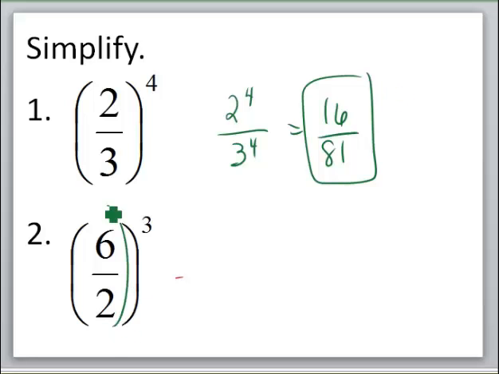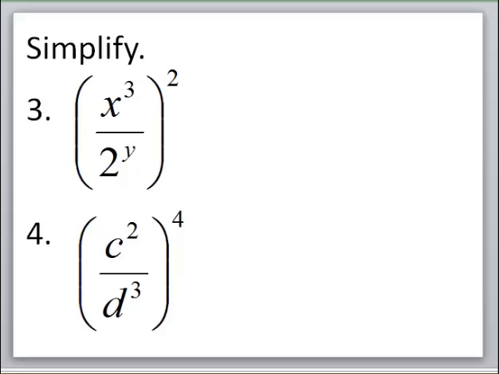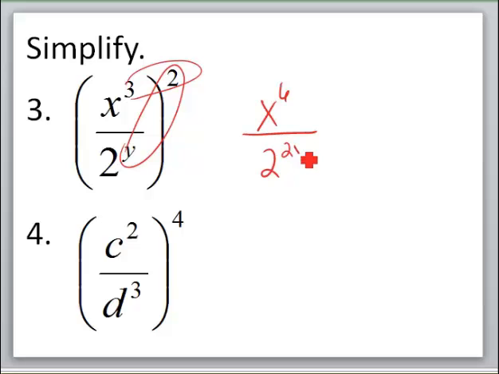On my next problem, I actually have something that's divisible, so I could just simply say this is 3 to the 3rd power. And then that would be 3 times 3 times 3, which is 27. On the next problem, we have some variables here, so we'll say that we have x to the 6th, 3 times 2, over 2 to the 2 times y, which would just be 2y. I cannot do anything else to those because they're not like bases.